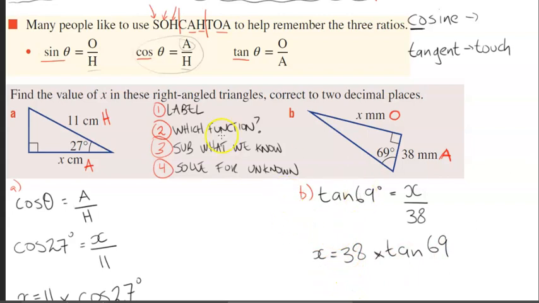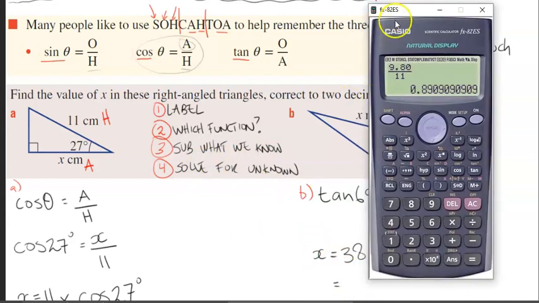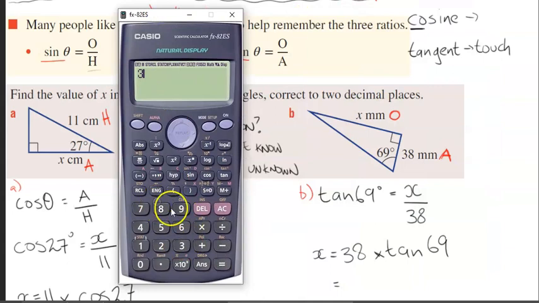Right. So we substituted what we know from here, and now we just got to solve for that unknown. So x is equal to 38 times tan 69 degrees. Now just be careful whenever you're putting in your trigonometric function, just out of habit, close that bracket. Most of the times it works without it, but sometimes when you get complicated numbers in the system, just close the bracket. Just makes it easy, okay? Easy for your calculator to work it out.